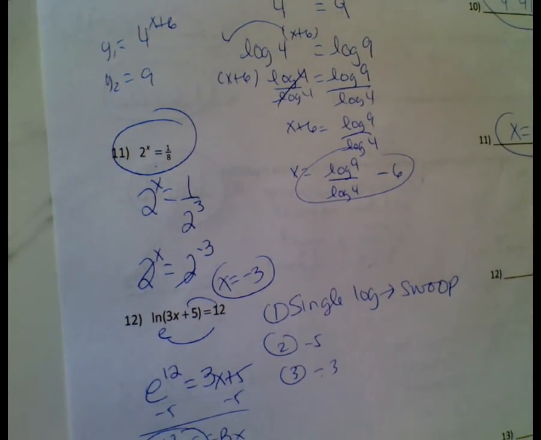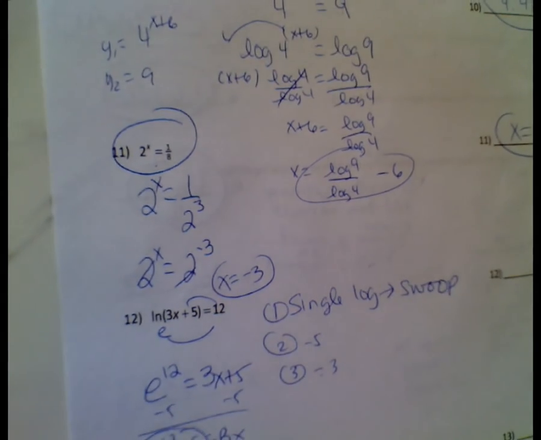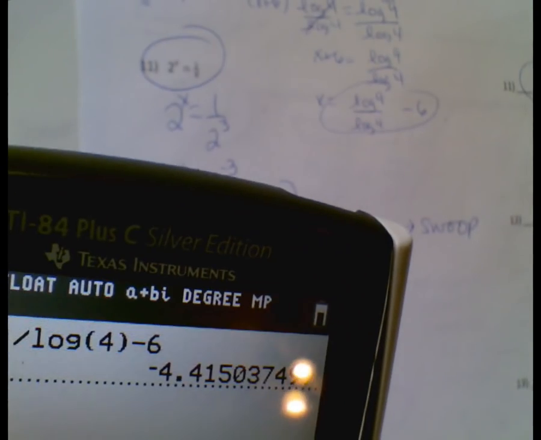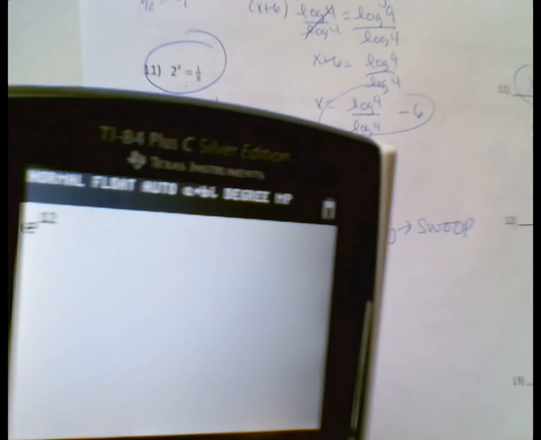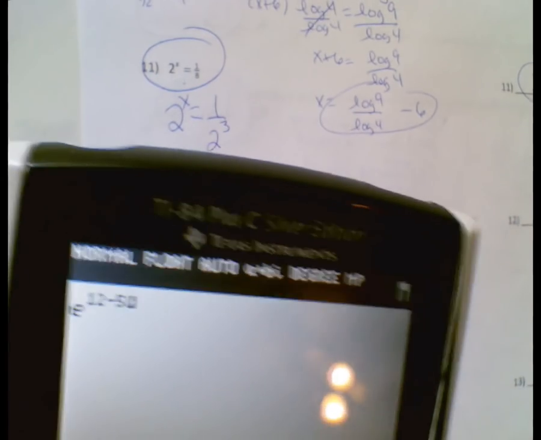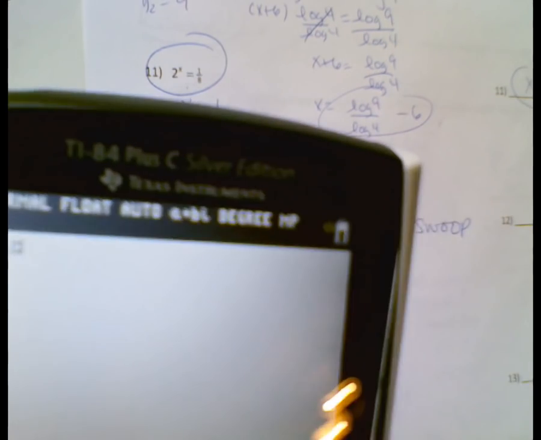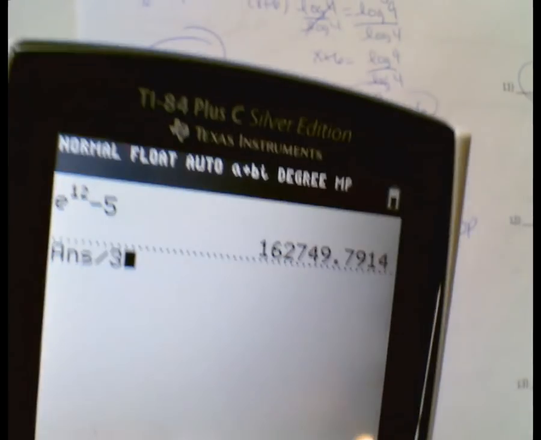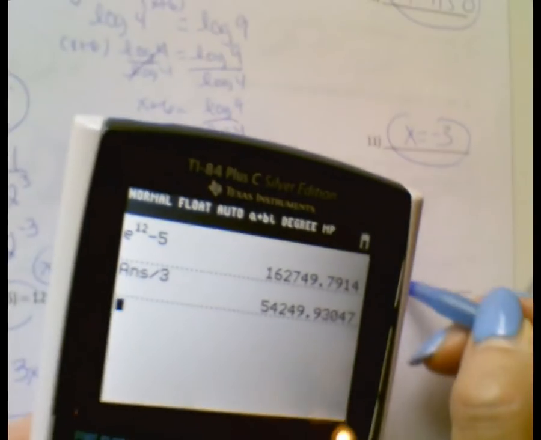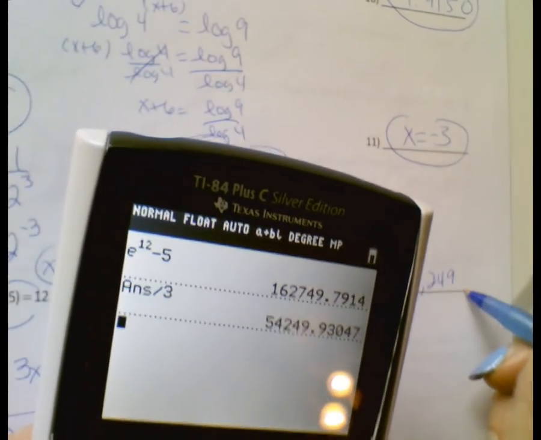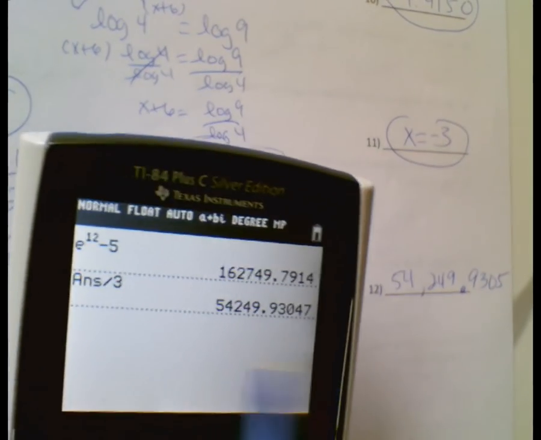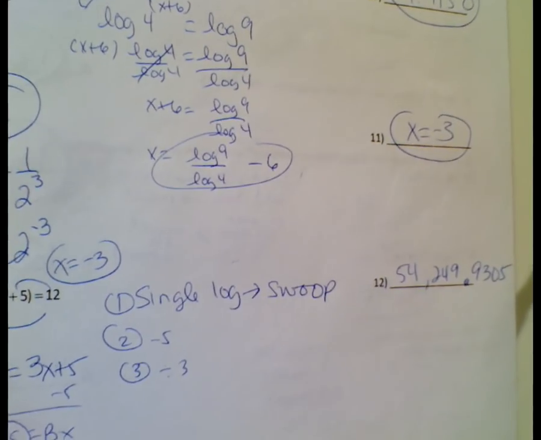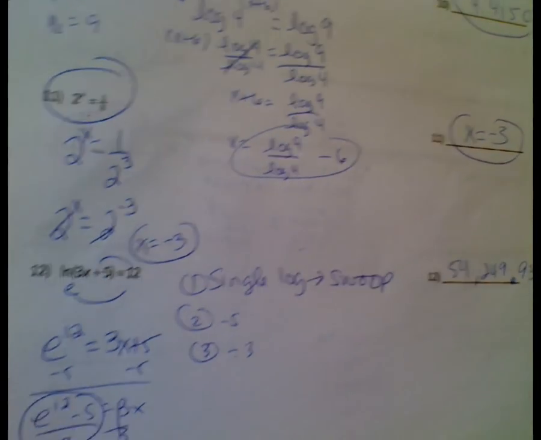So this is what you're punching in the calculator. E to the 12th minus 5. Oh crap. Try this again. E to the 12th, right arrow, minus 5 equals divided by 3. Now, do you see how big this answer is? It's 54,249.9305 for 4 decimal places. That's not one you want to know how to do on the calculator. There's no way you would be able to get that on the calculator. It's just too big of a number, so you will have to know how to do some of these by hand.